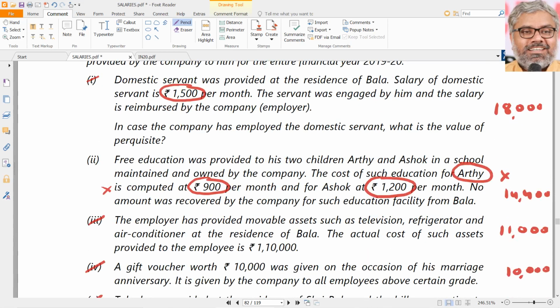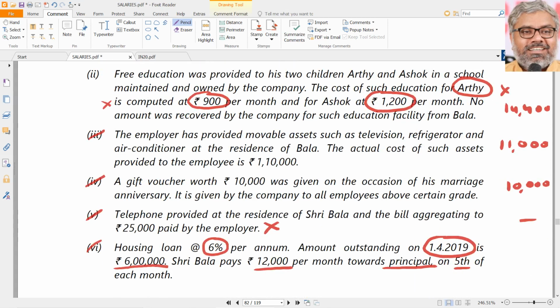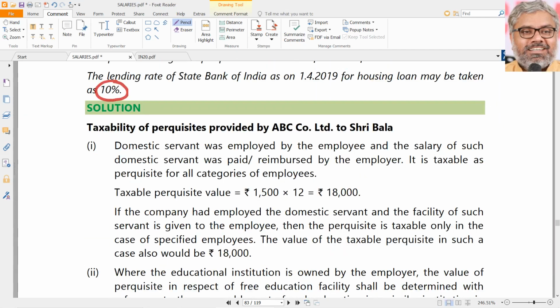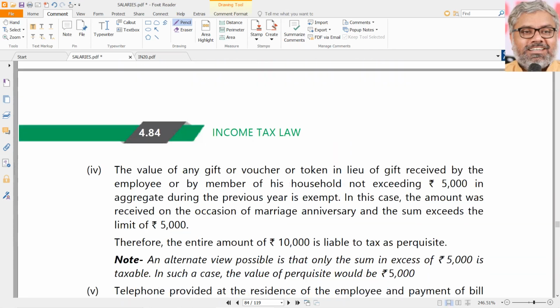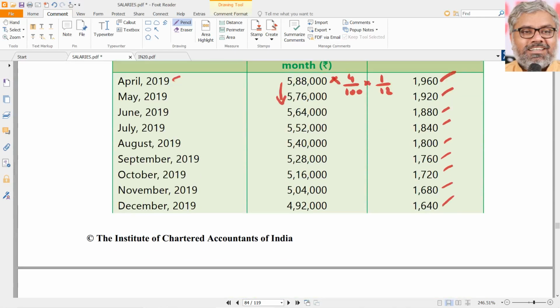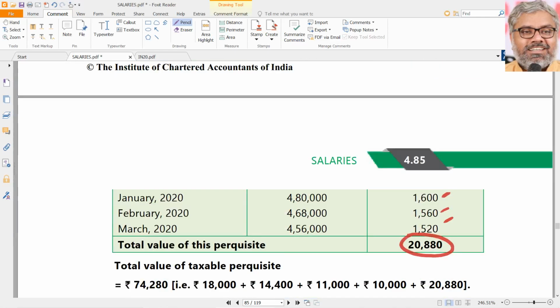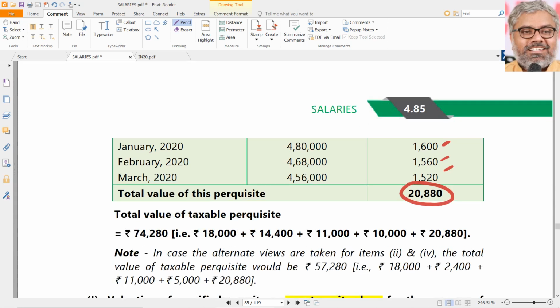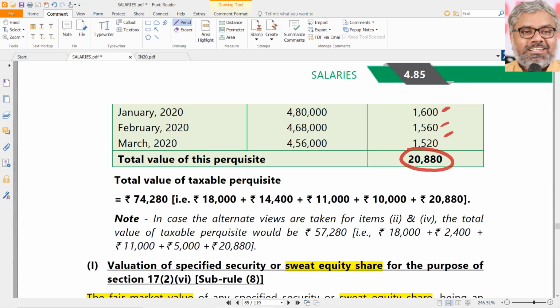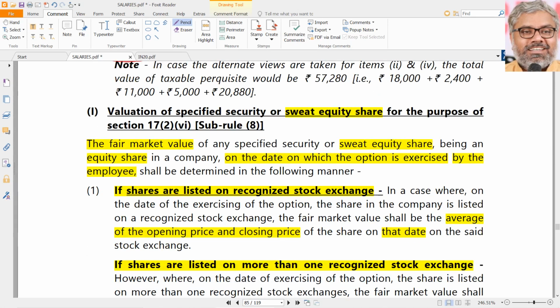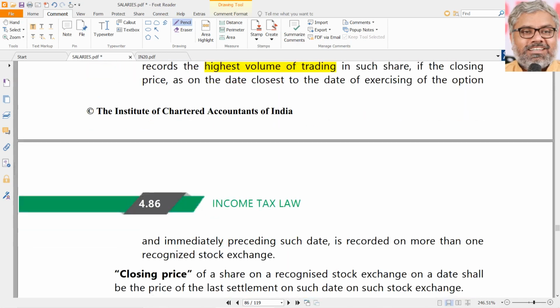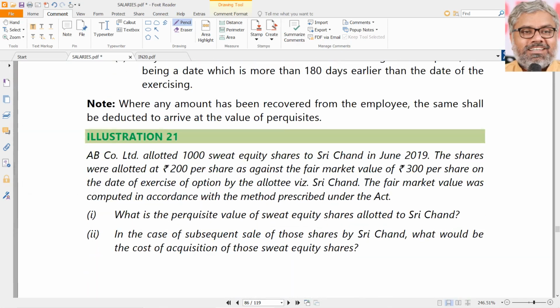So one is 18,000, then you have 14,400, then you have 11,000, then you have 10,000, then you have already what we calculated, interest on the concessional loan, 20,880. Total comes to 74,280. That is the total value of perquisite taxable in the hands of Bala. That's it. That is only related to perquisites for practice. That was illustration number 20.